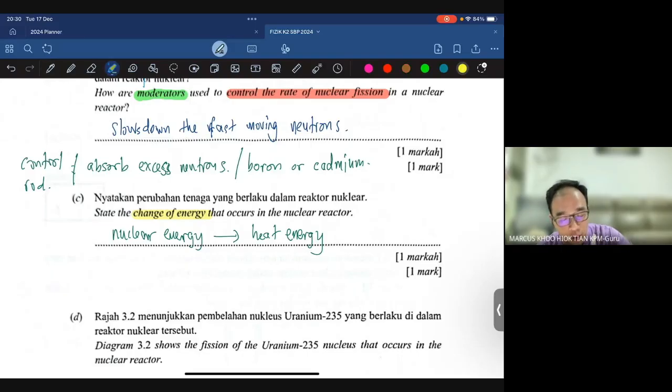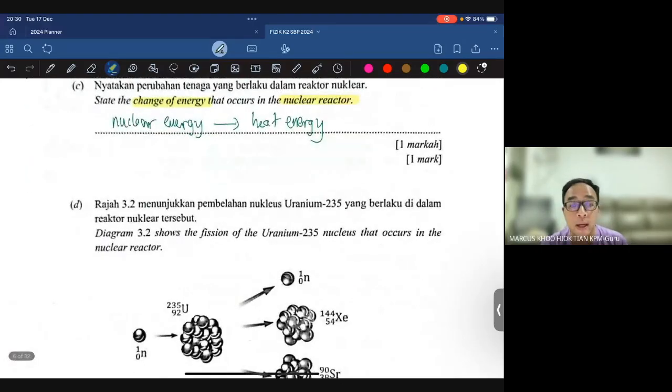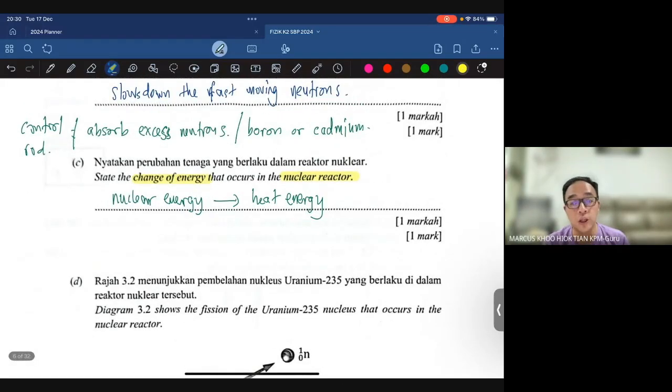Okay, and notice that the question is limiting it to the nuclear reactor, not the generator part. Generator is a totally different thing altogether. Okay, but just the reactor part. The nuclear energy releases a lot of energy in the form of heat. Nuclear energy changes to heat energy.